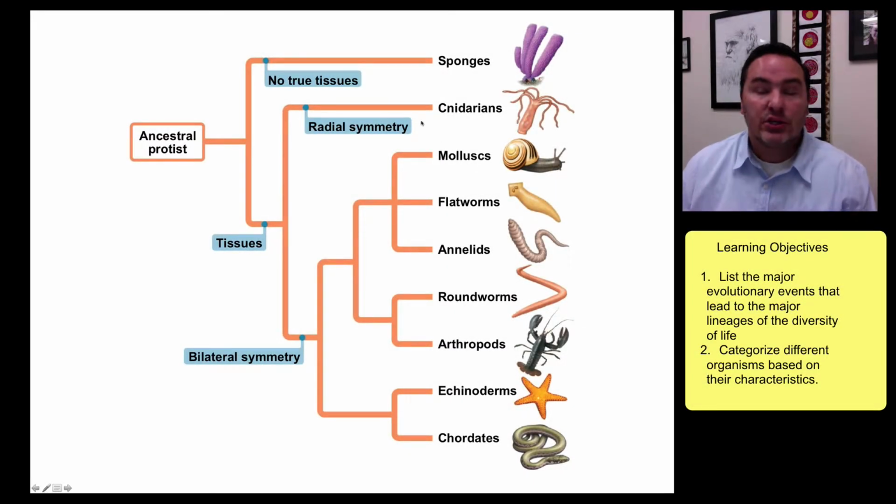So let's look at the evolution of the animals. The first animals that evolved, coming from some ancestral protist, had no true tissues. They looked something more like what we see in modern-day sponges. But eventually tissues evolved. And then you had two types of body forms: radial symmetry, as seen in the cnidarians, and bilateral symmetry, seen in the rest of the animal life.